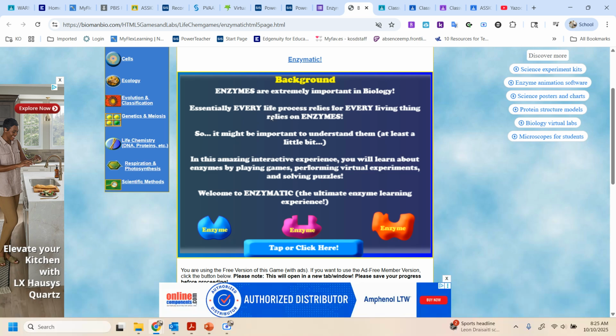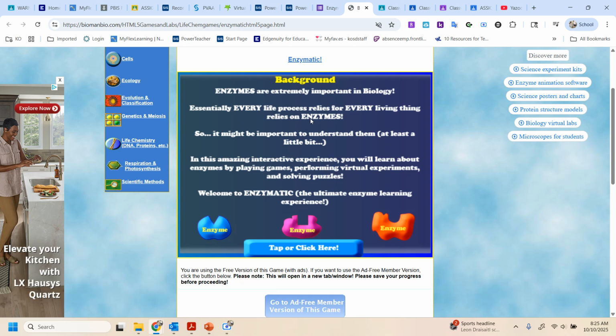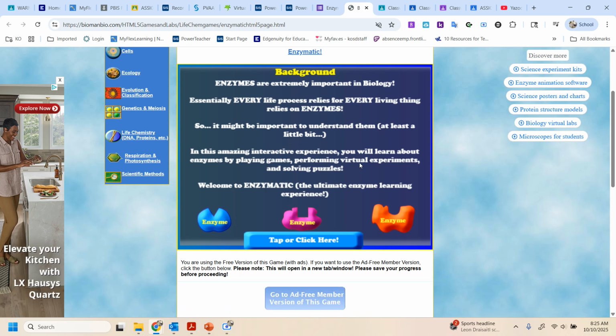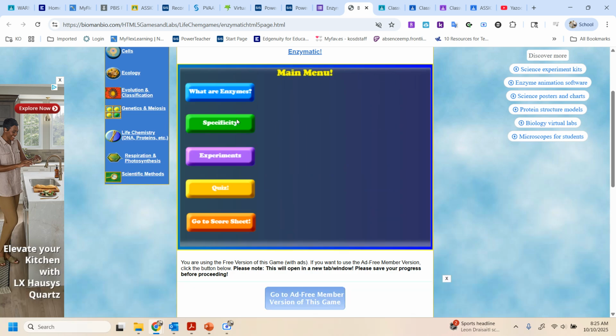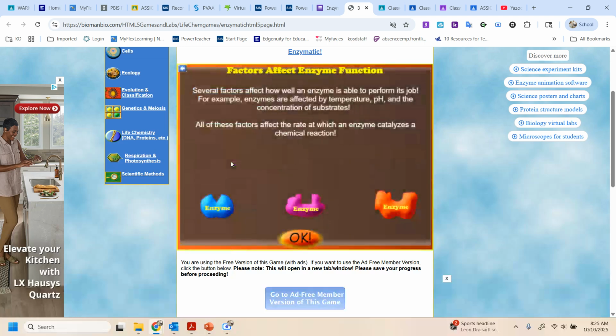Enzymes are extremely important in biology. Basically, every life process in living things is going to rely on enzymes. So we are going to look at this little virtual experiment to understand them more. Tap or click here. We are going to click on this purple button that says Experiments. We're going to run an experiment about them.